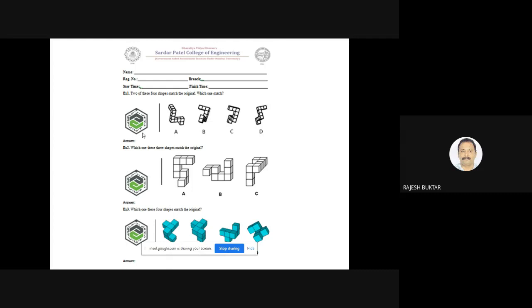So this can also be a good initiative of the IQAC, Internal Quality Assessment Committee. They can think on such similar lines, such type of initiatives the IQAC committee needs to take.